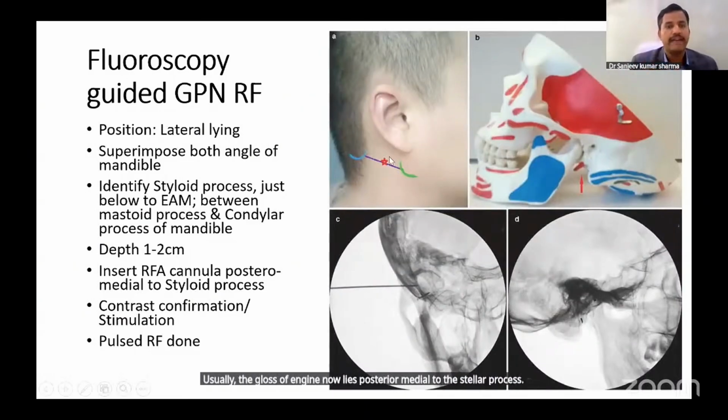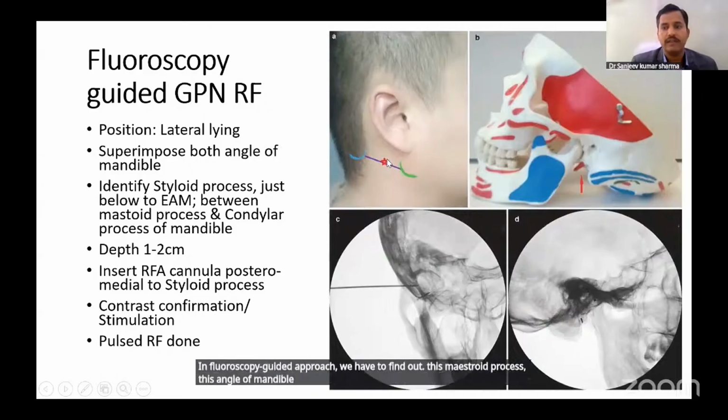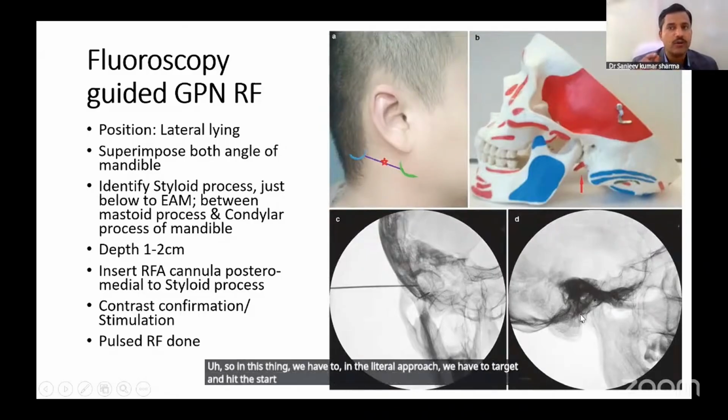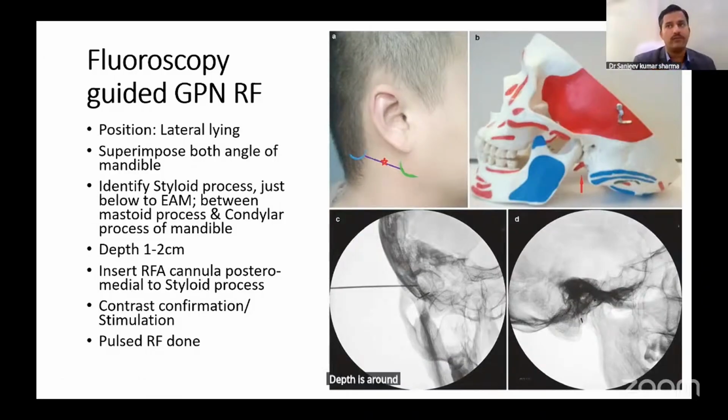In the fluoroscopy guided approach, we have to find this mastoid process and this angle of mandible. The styloid process is over here. In the lateral approach, we have to target and hit the styloid process and go a little posteromedial to it. Depth is around 1 to 2 centimeters, so we have to adjust the course of the needle accordingly. Then we have to inject contrast to see that there is no vascular uptake, because the carotid vessels are nearby, and then we can go for pulsed RFA.